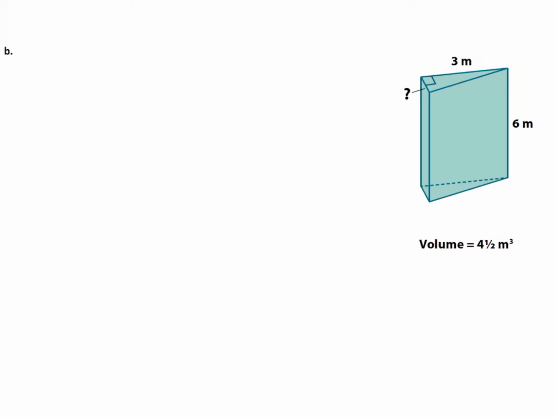This problem is going to need to be solved algebraically. We use V equals BA, base area times height, to find the volume of something, but in this problem, it already tells us the volume. The volume is 4.5, so we are going to put that where the V is.